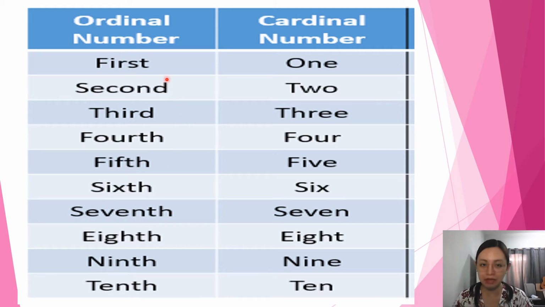So let's read. Will you read with me? First, second, third, fourth, fifth, sixth, seventh, eighth, ninth, and 10th. Okay. So, first, which means the number 1. Second, which means the number 2. Third, which is number 3, and so on and so forth. Okay? So, this time we have to arrange the sequence using ordinal numbers.